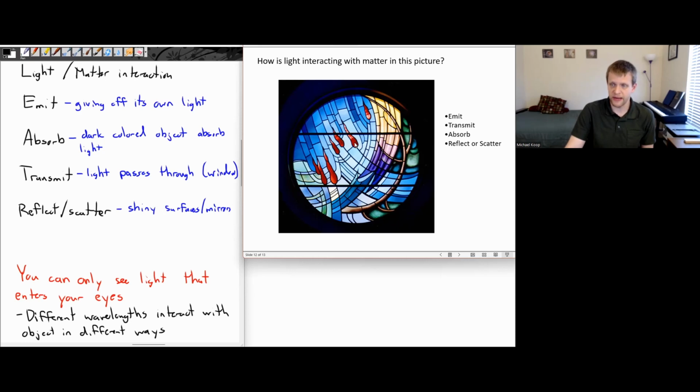For the red panels, it would be the opposite. The red light is able to transmit through the window and make it to my eye. Again, we can only see colors that actually enter our eye. And everything else, the greens and the blues, would be absorbed by these panels.